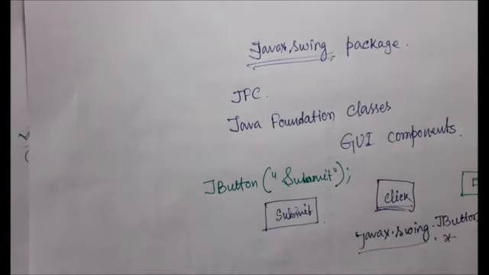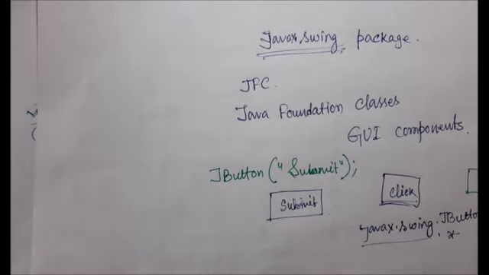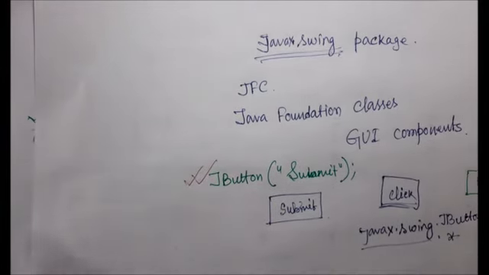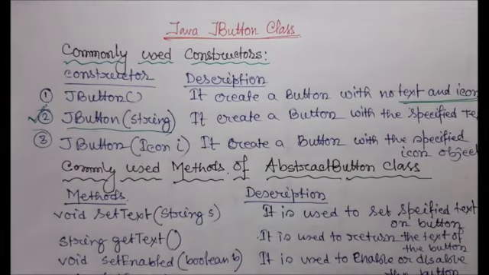If I write Submit, then Submit will be written here over the button. This constructor is frequently used, most of the time when we want to pass an argument as a string. It creates a button with the specified text. Whatever text I pass as an argument to this constructor, it will take the argument, process it, and that string will be shown in our button also. That is why JButton with a string is used most frequently.